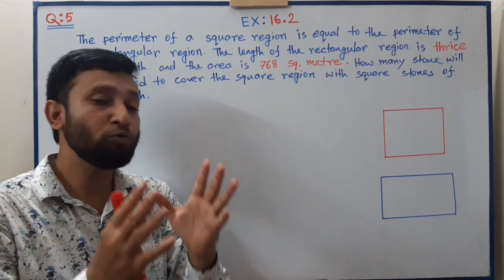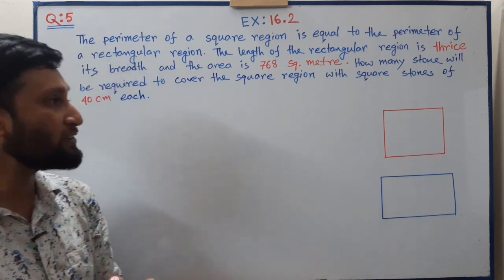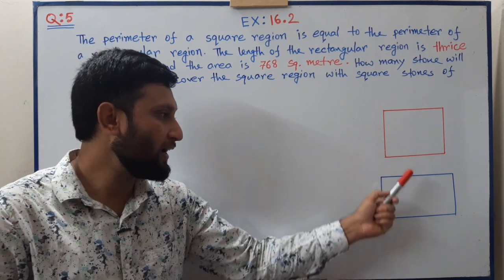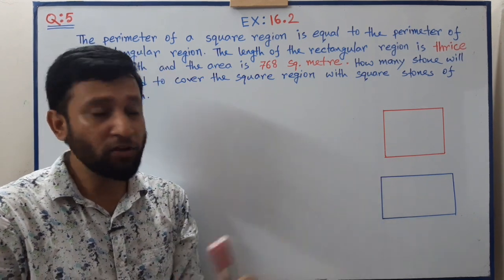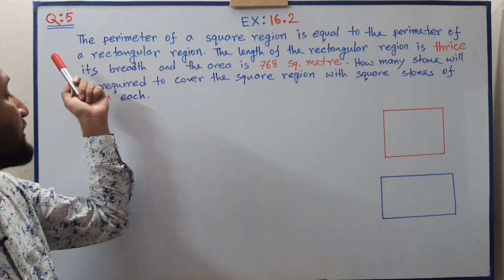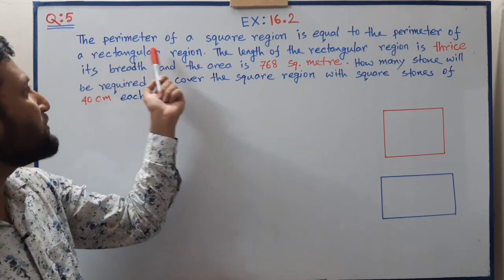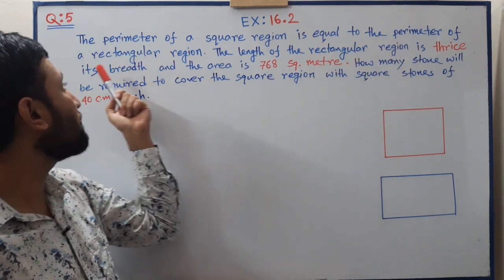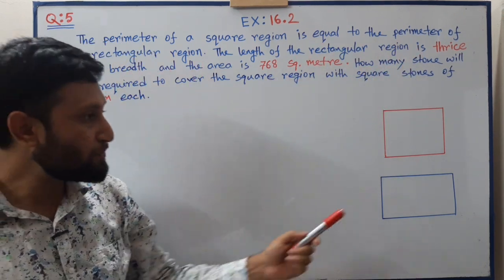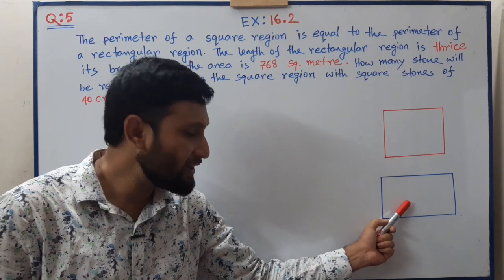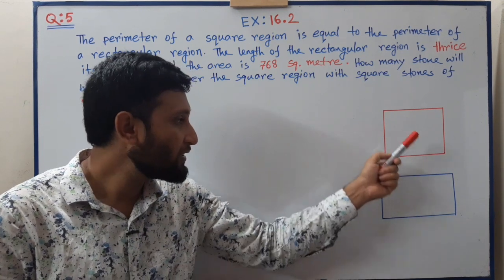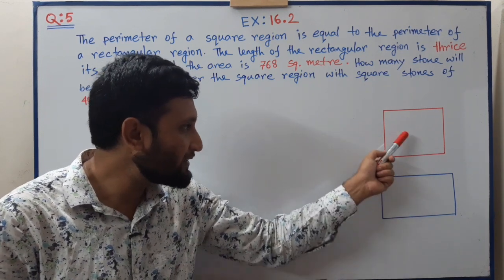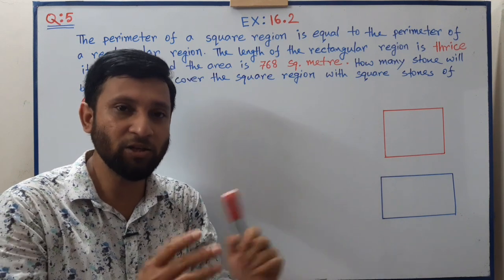To clarify easily, at first draw two figures, a square and a rectangle, because in this question the first portion says the perimeter of a square region is equal to the perimeter of a rectangular region. That means this is a square and this is a rectangle. So according to the question, the perimeter of this rectangle and the perimeter of this square are equal.